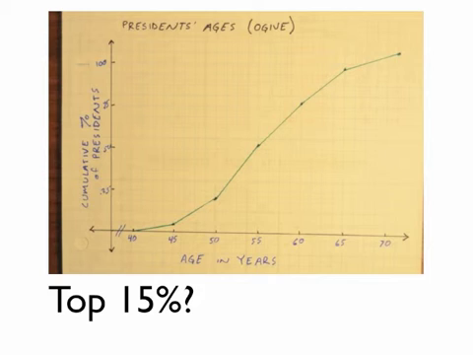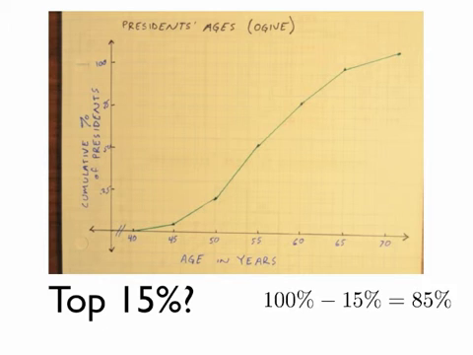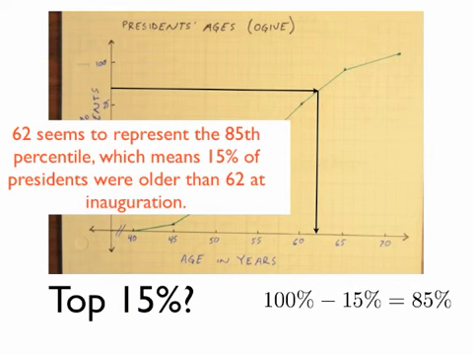What if I asked you for the top 15%? The top 15% is essentially the 85th percentile. And so we would look across at about 85, and we see we're lining up at about 62. So 62 represents the 85th percentile, which means that 15% of presidents were older than 62.